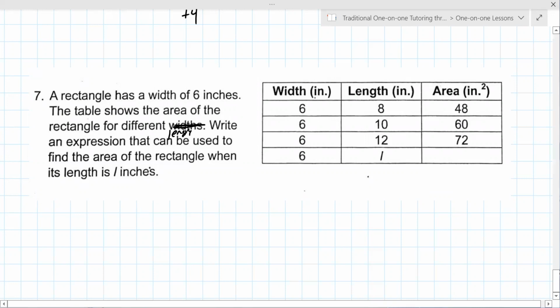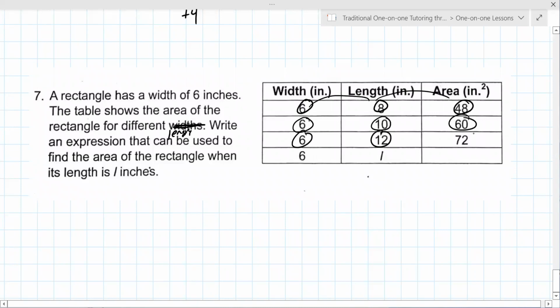So they're basically asking, how do you use 6 and 8 to get to 48? What's the math operation? Times 8. Right. And does that work here? Is it 6 times 10 gets you to 60? Yeah. How about 6 times 12?